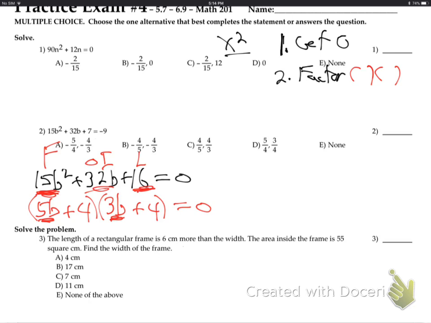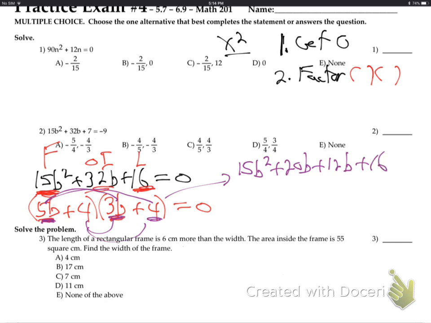Try it. Take the 5b and go boom, boom. FOIL it out. Let's see what we get. That'd be 15b squared, 5b times 3b. Now 5b times 4, that'd be 20b. Okay, he's done. Now this one goes to both. Plus 12b. Plus 16. What does that come out to be? These two in the middle make 32b. So it's right. I'll just check that. You don't need that anymore. That was just to check, make sure it's right.